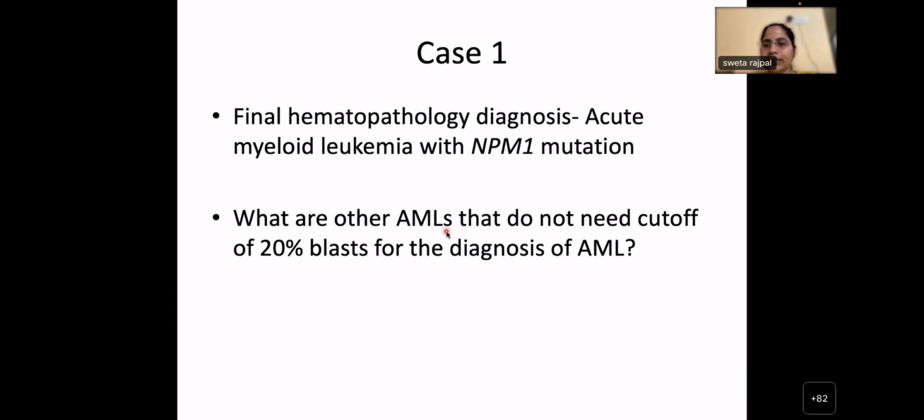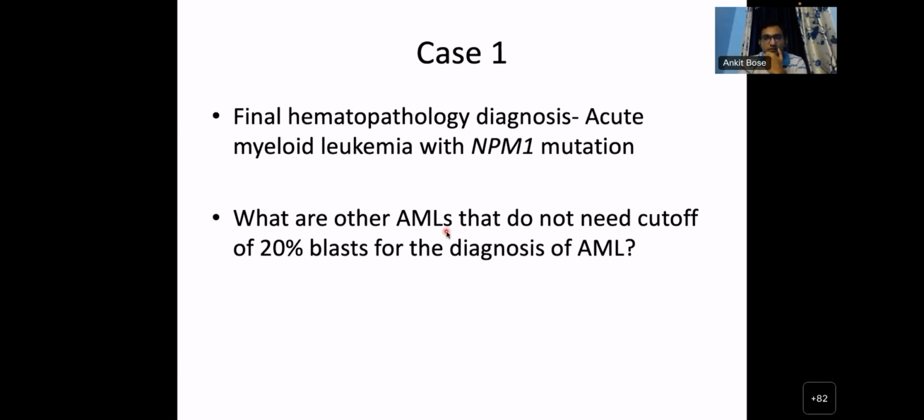Translocation 8;21. Correct. Anything else? Inversion 16. Correct. Anything else? And translocation 15;17. Correct. Anything else? Anyone else? Any difference of opinion? Ma'am, RUNX1 according to the new, mutation. Anyone else?